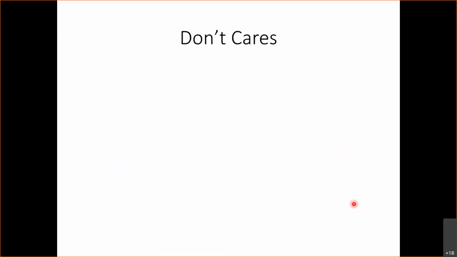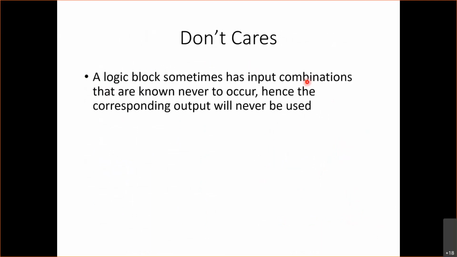So one important aspect of logic design: we always want to find the simplest equation to represent a specification. It turns out that there are some logic blocks where, for certain input combinations, we don't care what the output is because these input combinations could never occur together, for example.